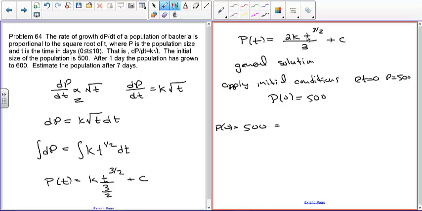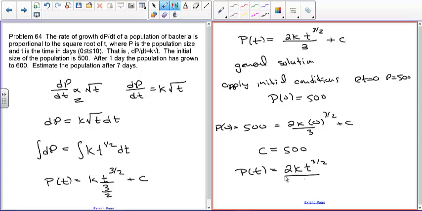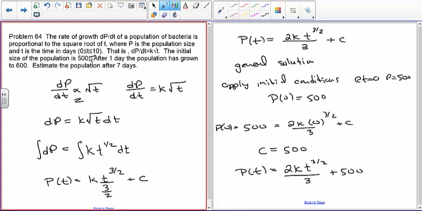And if we plug t equals 0 in there, you'll get 2k times 0 to the 3/2 over 3, which is all 0, plus c. So c is 500. So now we have a particular solution, but we still don't have k. We've got 2k t to the 3/2 over 3 plus 500. So we've got this checked off. If we plug t equals 0 in, the answer is 500. That's my initial population.